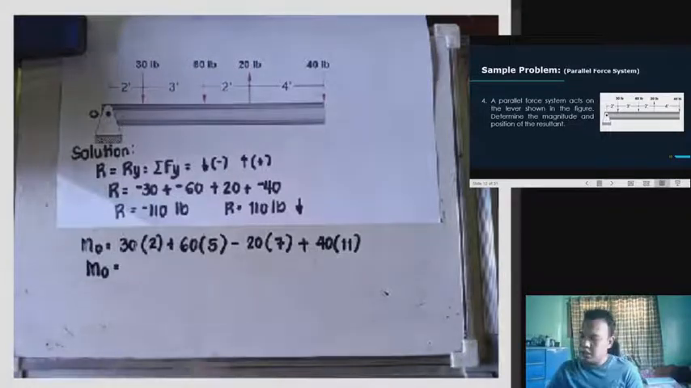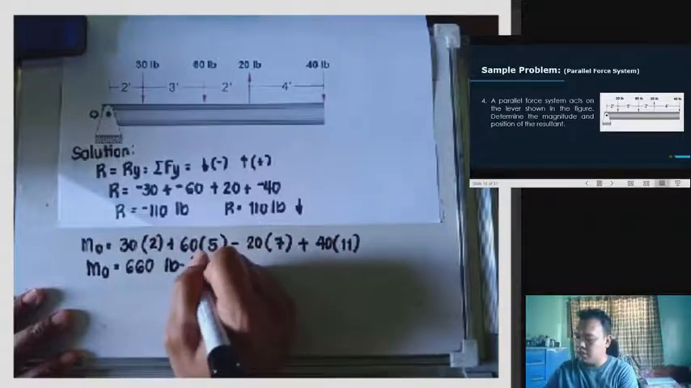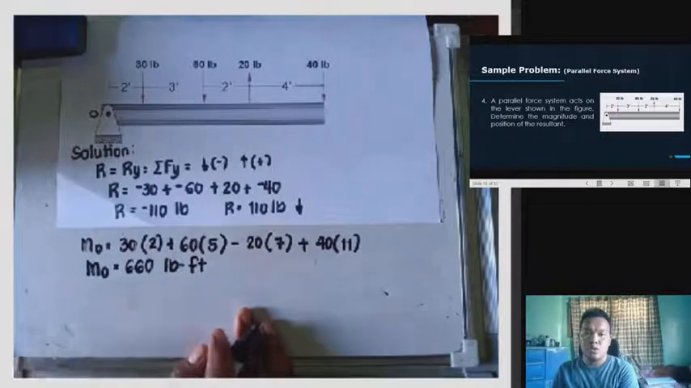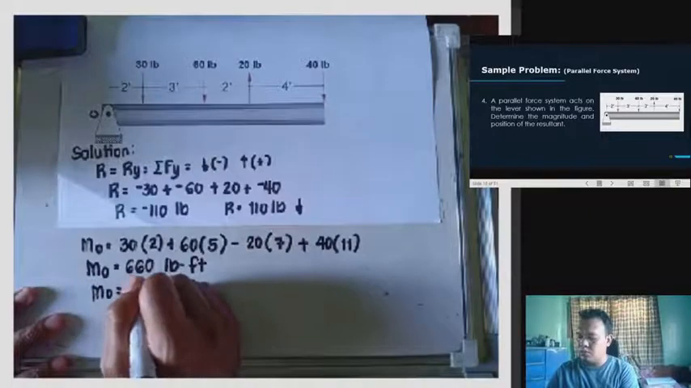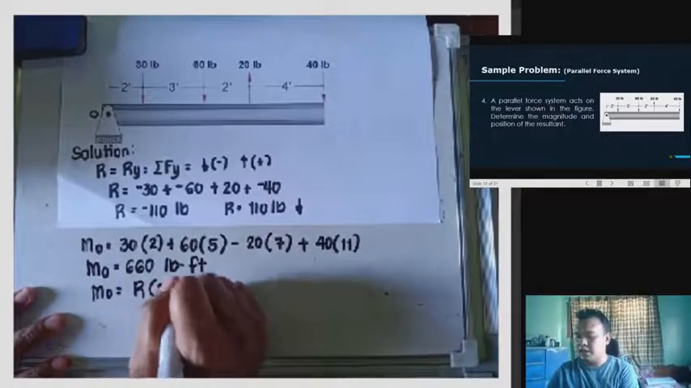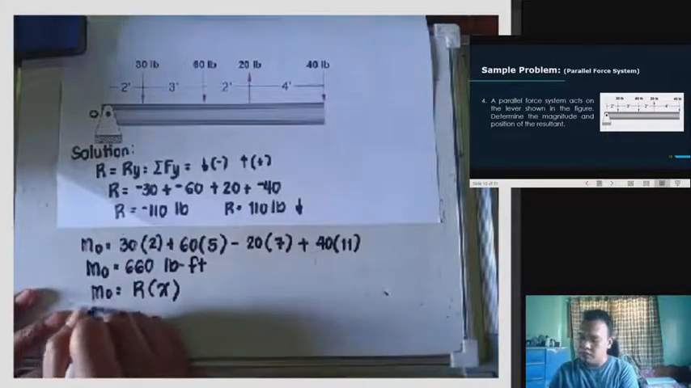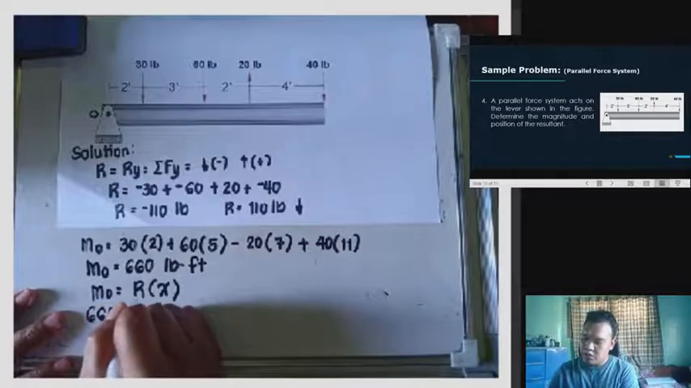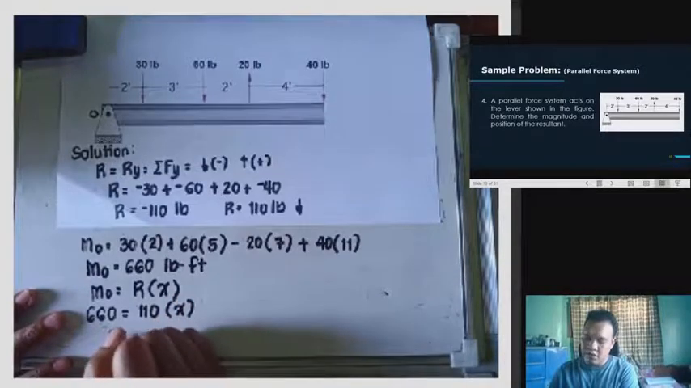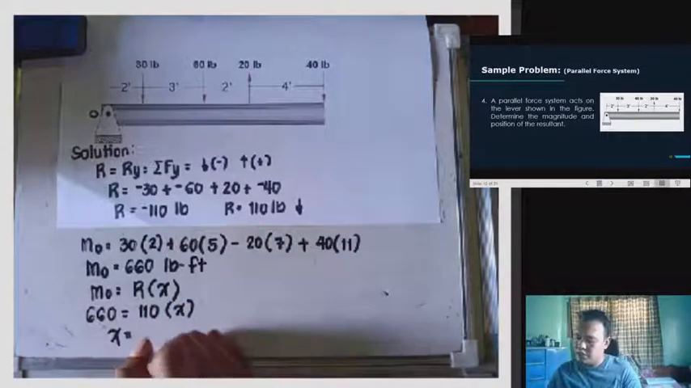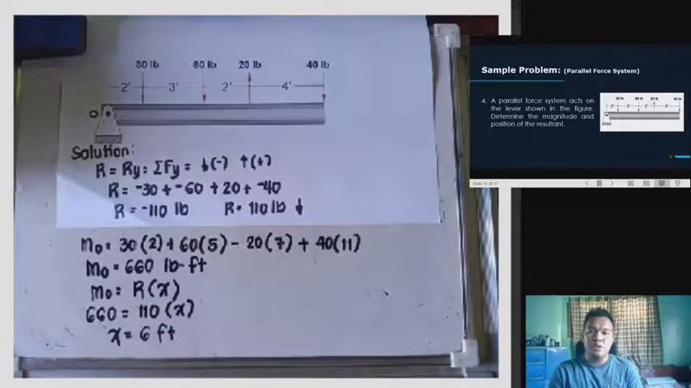So we have here 660 pound foot na moment. Then to get the location, so we have here MO is equivalent to resultant force multiplied by x, which is yung perpendicular distance ng x, no? So we have here moment, which is equivalent kay 660 equals to r, which is 110 times yung x. So the value of x is equivalent to 6 feet. So si x is equivalent to 6 feet.